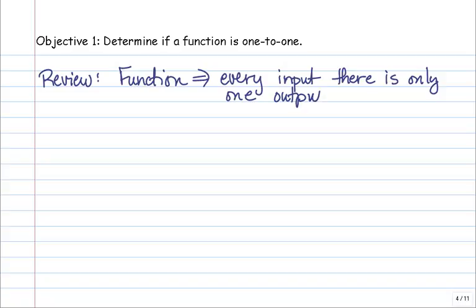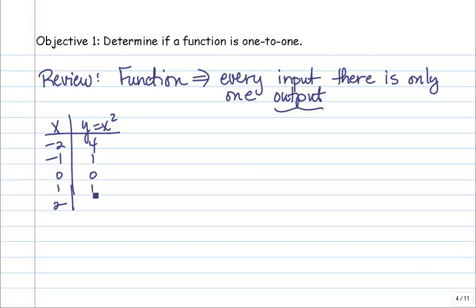Now, if you recall, we had no restrictions on the outputs. In other words, those output values could repeat, just like if we had the squaring function. Like if we put in -2, -1, 0, 1, and 2, and we squared it, we get 4, 1, 0, 1, 4. Okay, so this is a function. But we're going to talk about that it's not a 1-to-1 function.